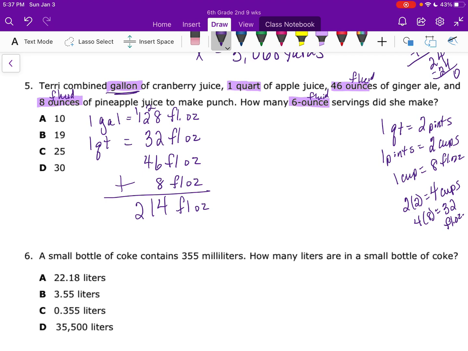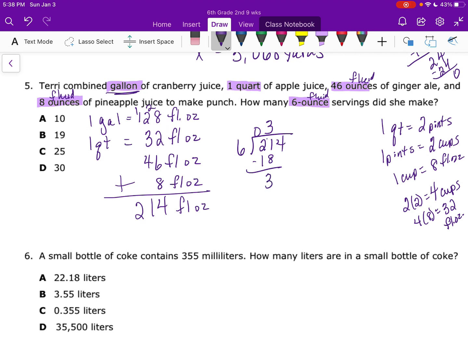Okay, so how many 6 fluid ounce servings can she make? So we want to take that 214 and divide it into 6-ounce servings. We want to see how many she can make, so we're going to break that up into 6 ounces. 6 can't go into 2. 6 can go into 21. 6, 12, 18, 3 times.